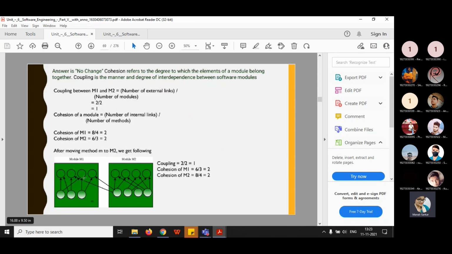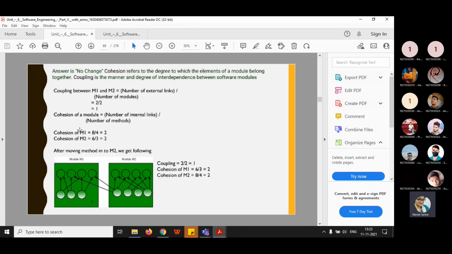So see here, cohesion means this interaction is within the same module, so that's why this is cohesion. And coupling means interaction between two other modules, that is, the interaction between this module and this module is called coupling. So coupling we have found out for M1 and M2. Now it's time to find the cohesion. Cohesion of a module we need to find out for module M1 and module M2, separately.